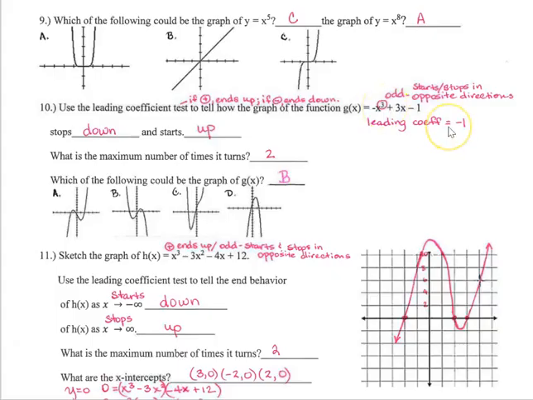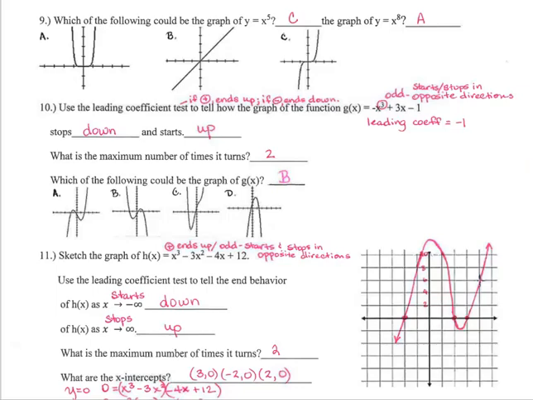So for us, our leading coefficient was negative. So when it's negative, that means it's going to end going down. And since the degree was odd, it's going to start and stop in opposite directions, so it's going to start going up. They also asked what's the maximum number of times it can turn, and that's going to be 1 less than its degree, so this would just be 2. So if I'm looking for something that starts up, turns 2 times, and stops down, that's going to be this guy. Starts up, turns once, turns twice, stops down.